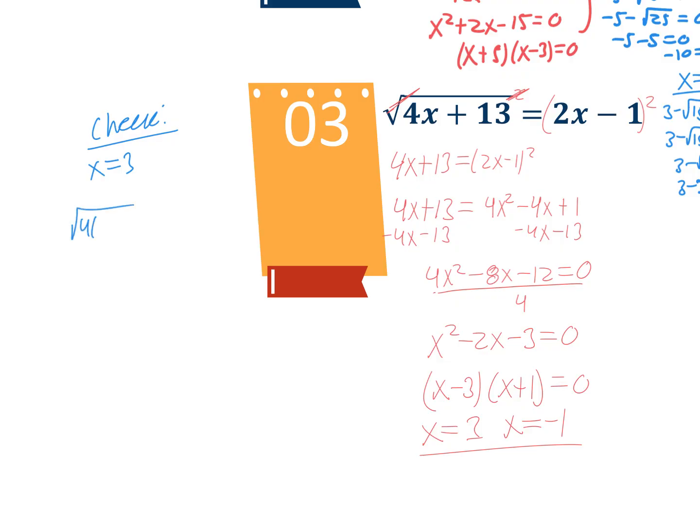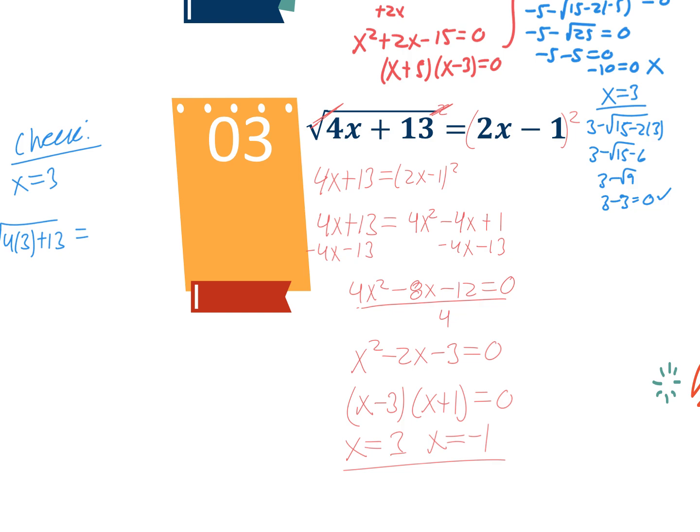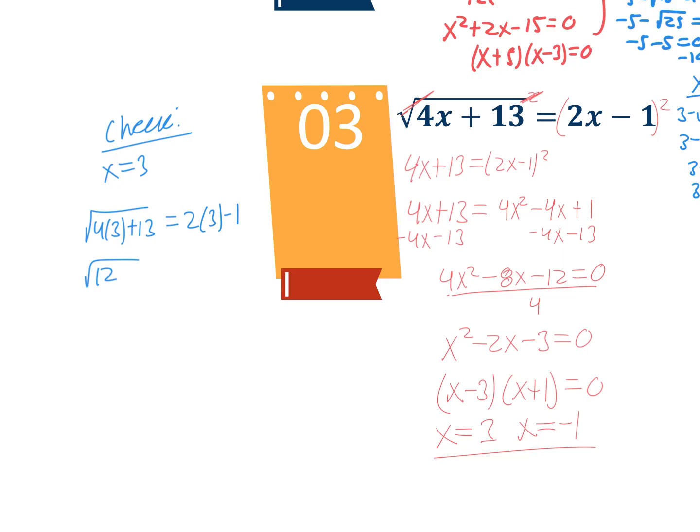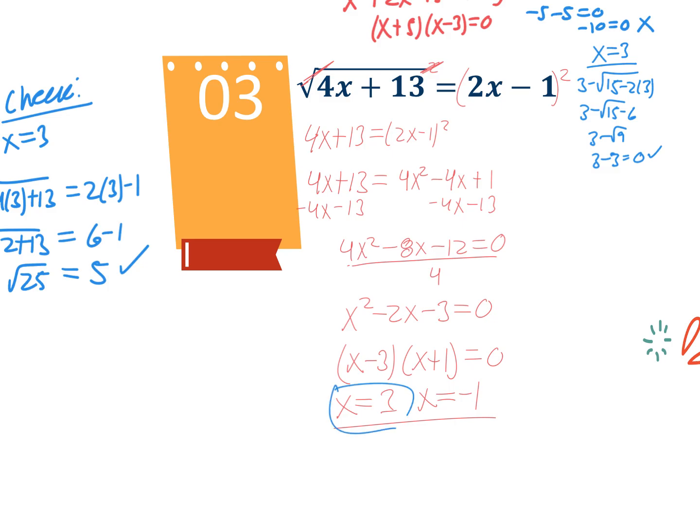So I get the square root of 4 times 3 plus 13 equals 2 times 3 minus 1. And so I end up with the square root of 12 plus 13 equals 6 minus 1, which is the square root of 25 equals 5. That does work, because the square root of 25 is 5. So 3 is one of our valid answers.